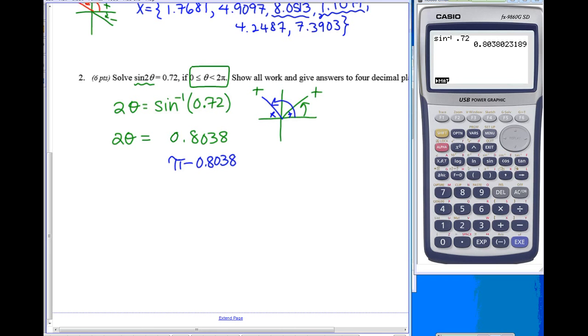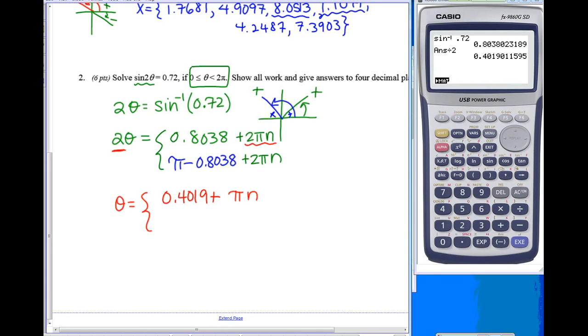And I also know that the period for a regular sine function would be 2 pi. So each of these answers could differ by any multiple of 2 pi. However, in my real problem, I've got a 2 out in front. So in order to get rid of the 2, I need to divide everybody by 2. So I'm going to take the answer that I have on my calculator right now, and I'm going to divide it by 2. And that's going to give me 0.4019. And when I divide my 2 pi n by 2, it would just become pi n.